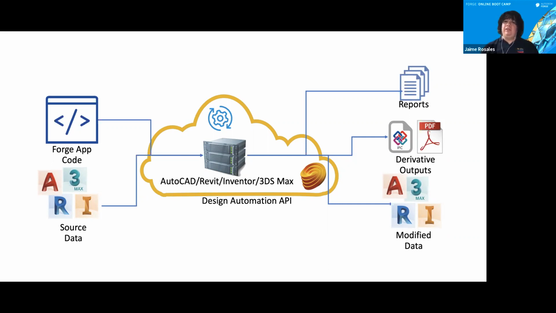Okay, so if you're familiar with the AutoCAD API, Revit API, Inventor API, and 3ds Max API, you can use those APIs in order to create your plugins to run on these engines, the same way that you do it on the desktop side. But in this case, we don't have access to the user interface, right? Because basically we send stuff to the cloud, and then something happens, and then we get back a result.